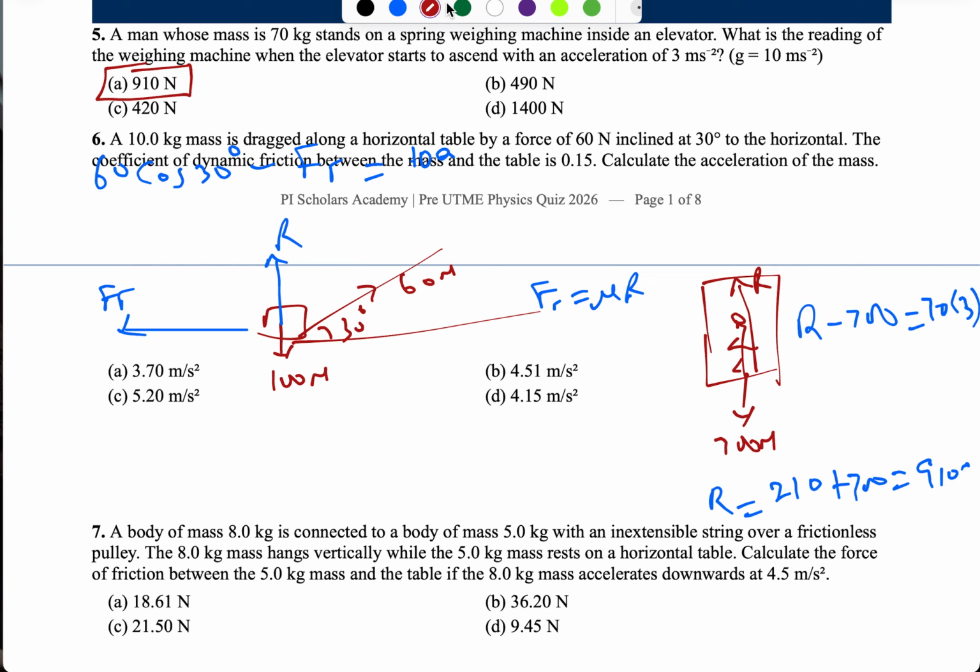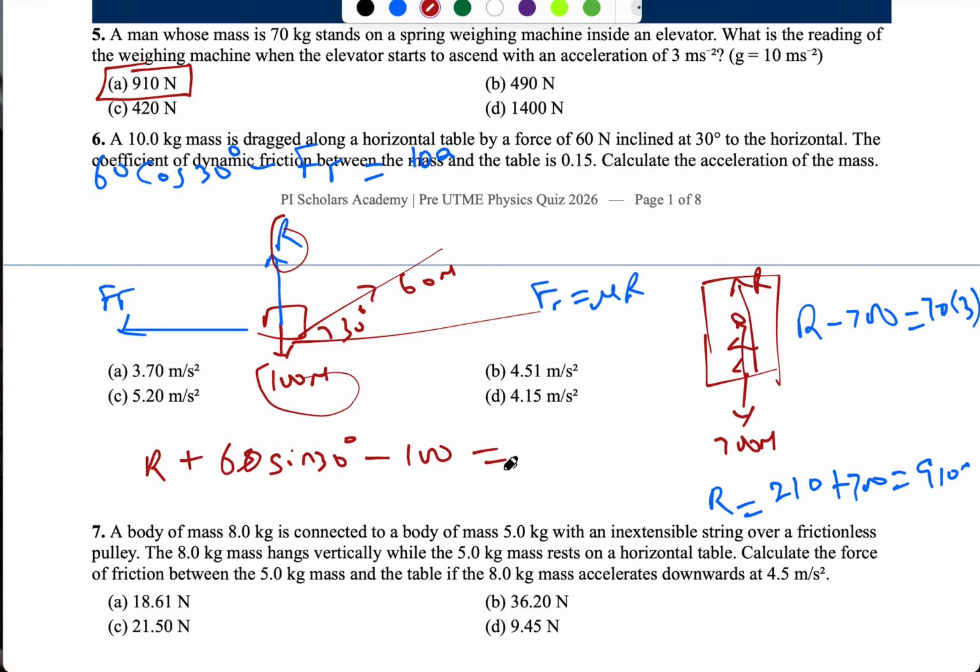The vertical, there are three forces acting there. We have the normal reaction, we have the weight acting downward, and we will have the vertical component of this guy. As you can see, both of them, R and the 60 newton, they are acting upward. So we make them positive. So we have R plus the vertical component of 60 is going to be 60 sine 30 degrees, then the weight is acting downward, that will be minus 100.